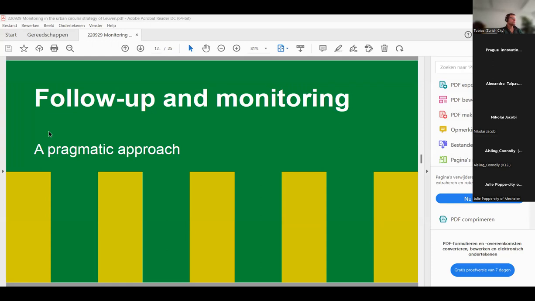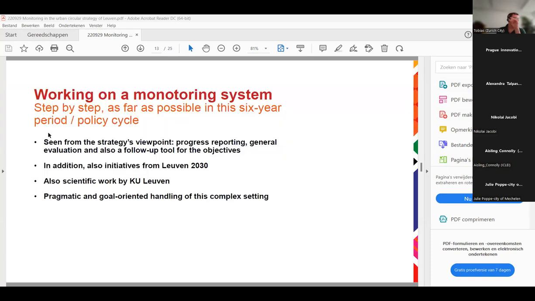Concerning the follow-up and the monitoring, as I said, we have a kind of pragmatic approach. See how far we can get for this first circular strategy, and learn as much as we can to have another one in the next period. Seen from the strategy, we have a kind of progress reporting, general evaluation on an annual basis, and we are working on a follow-up tool for the objectives. Next to this, there are initiatives by Leuven 2030, they have been working and still are working on a more general monitoring for everything to do with the climate policy.